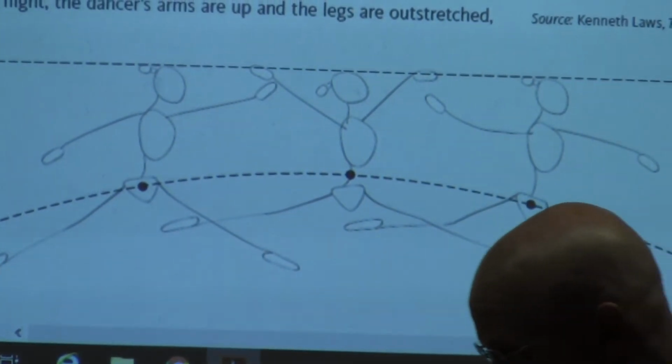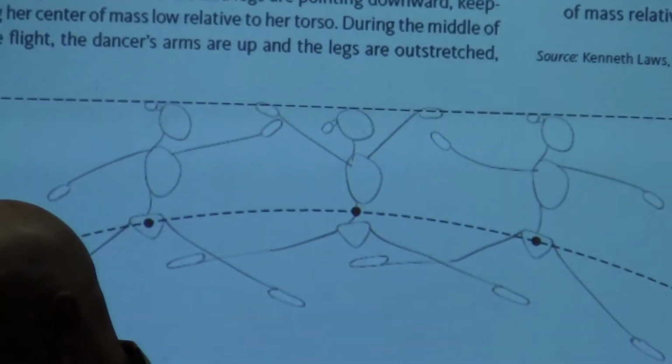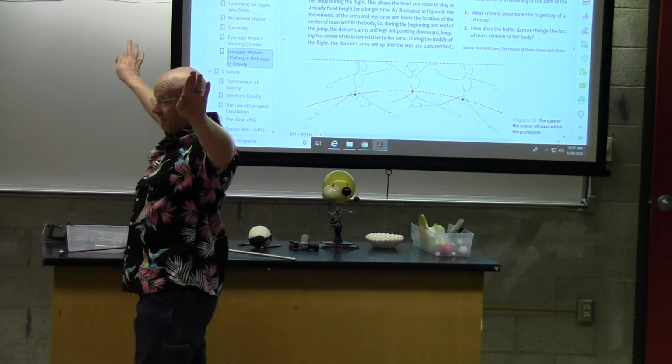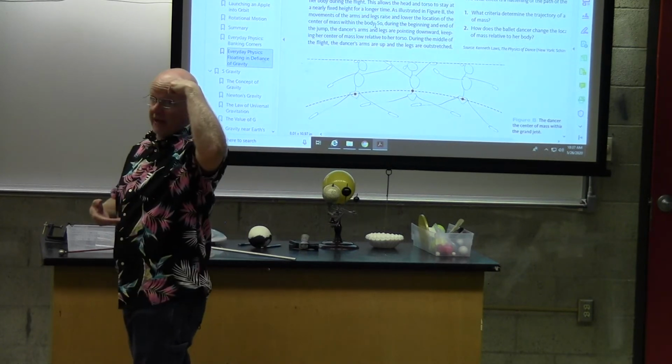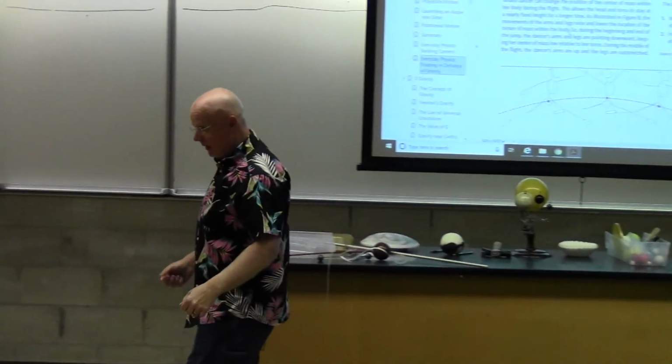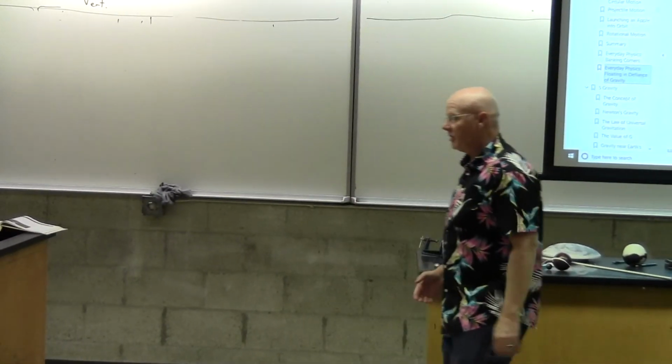And so as they start their jump, they have their arms down, because their center of mass is supposed to be low. That essentially has their head up. And as they go up, they bring their arms up. That brings the center of mass up without making the head go up. And then as they begin to go down, they bring their arms down. And again, that keeps the head pretty much straight.